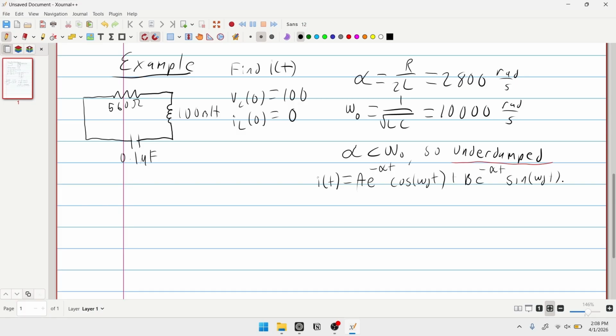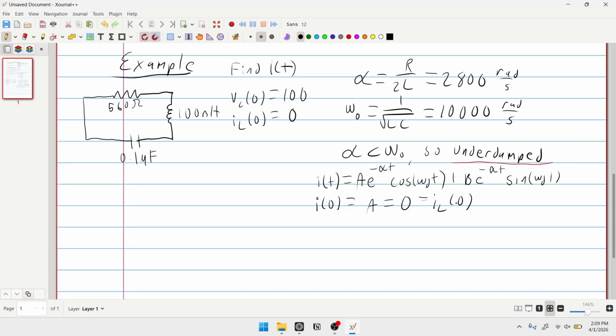So let's start making equations for unknowns. Let's have the initial current, or I of 0. If we plug in 0, we get A, because the cosine will turn into a 1 and the sine term will just disappear. So A is equal to the initial current. So that A is just 0, because we know that IL is 0, and everything shares the same current in this series circuit.